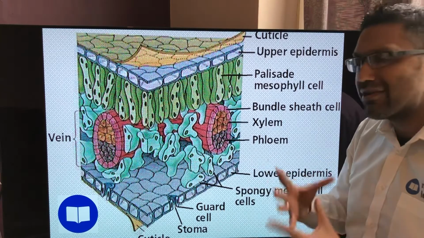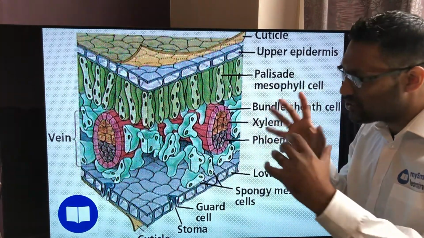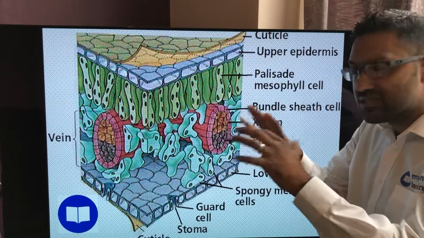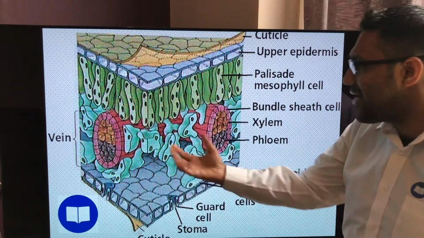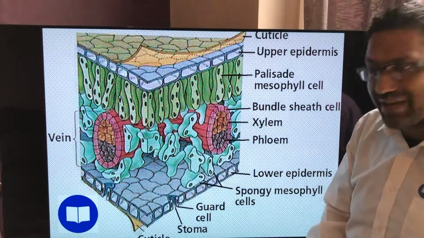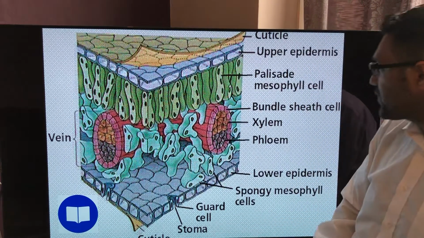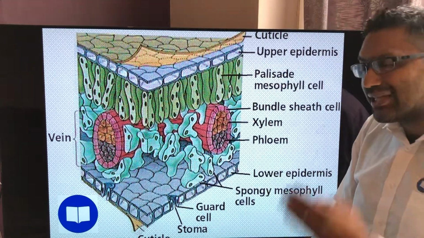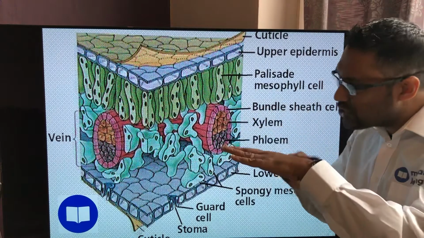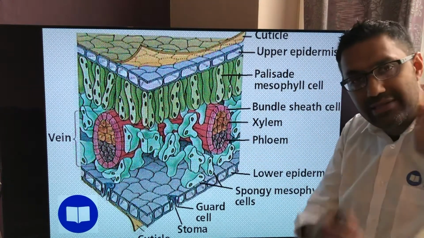The spongy layer is irregular. Why? They're irregular, so when they connect, they leave little spaces between called air spaces, and that allows the diffusion and the movement of gases for gas exchange. So that's our adaptation.